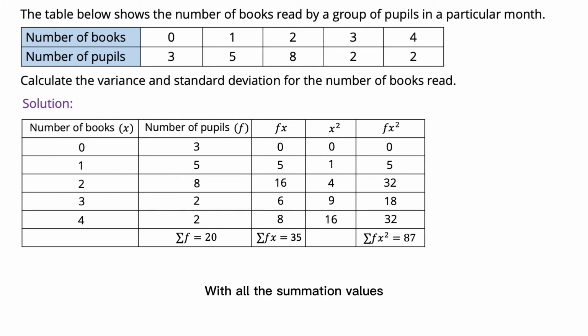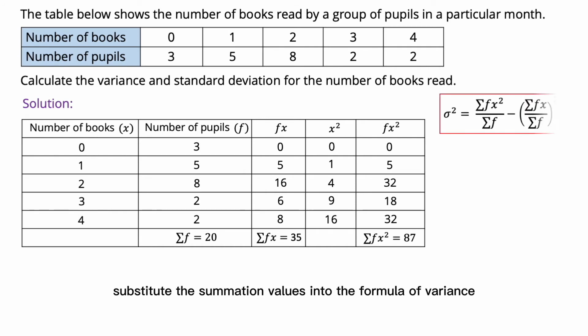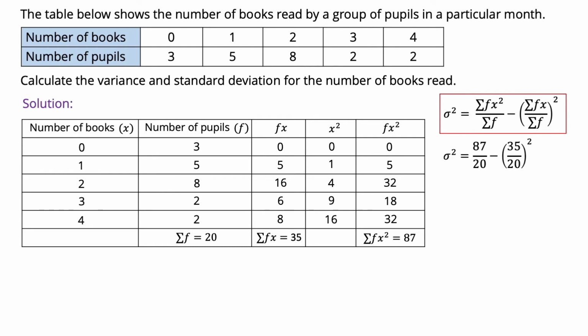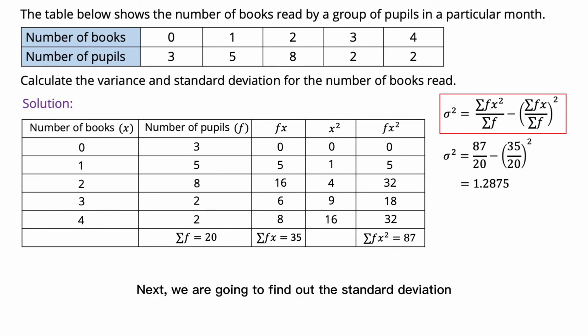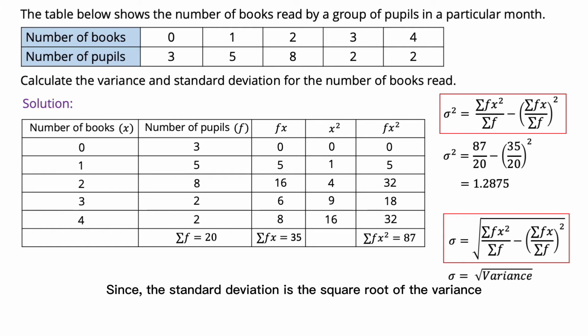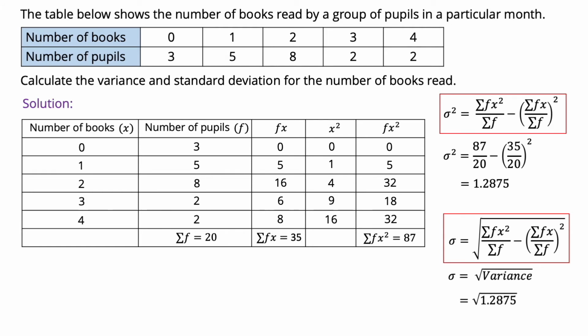With all the summation values, substitute the summation values into the formula of variance. Variance equals the sum of fx squared, 87, divided by the sum of f, 20, minus the mean squared, 35 divided by 20, squared. Computed by calculator, the variance is 1.2875. Next, we are going to find out the standard deviation. Since the standard deviation is the square root of the variance, square root of 1.2875, therefore, the standard deviation is 1.1347.